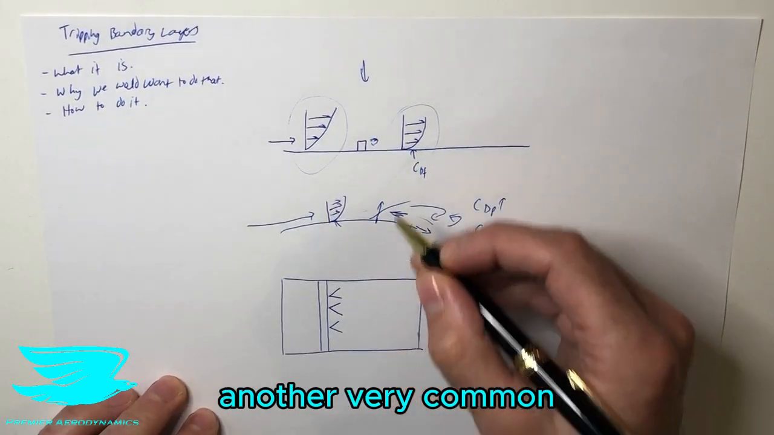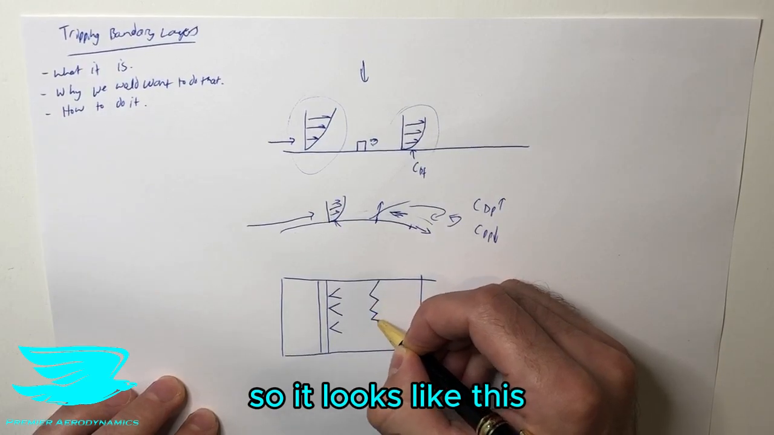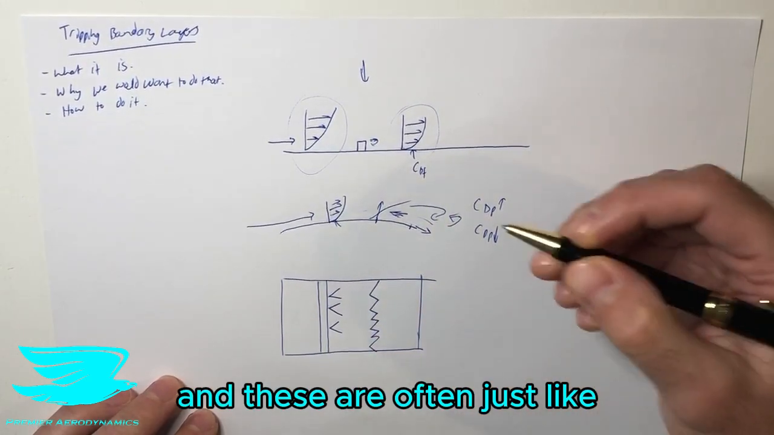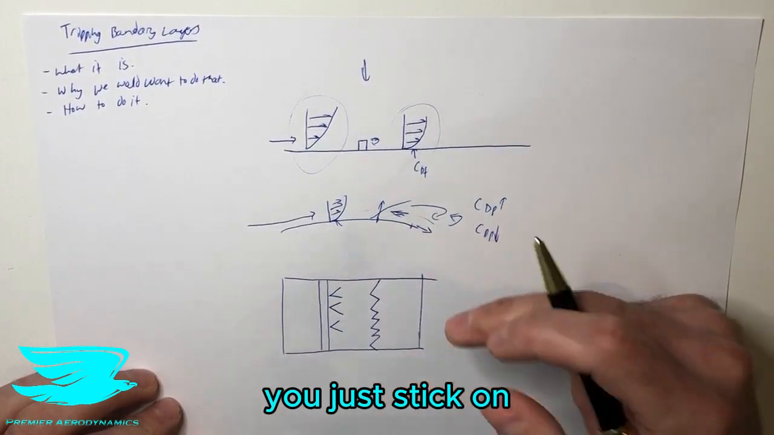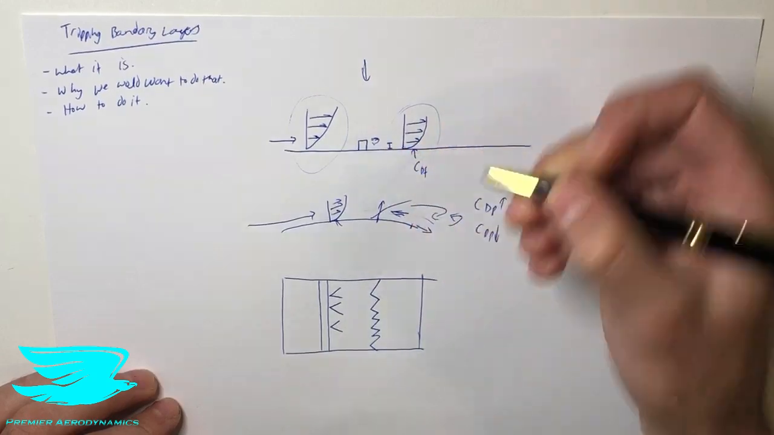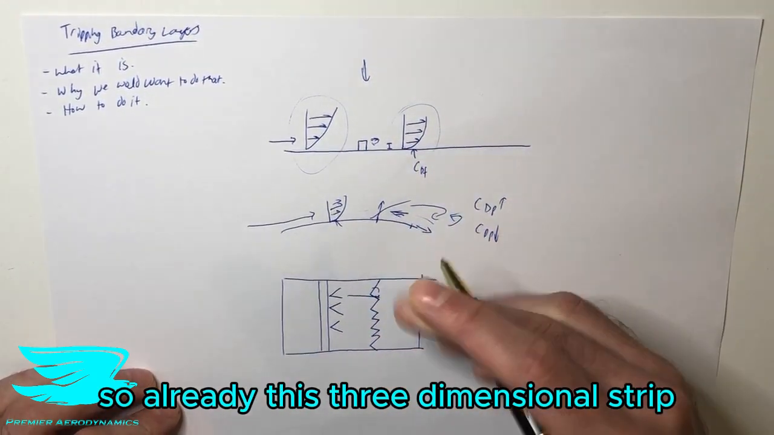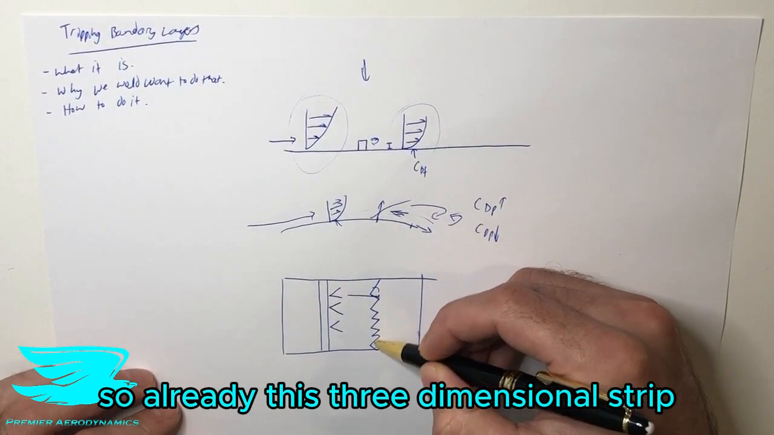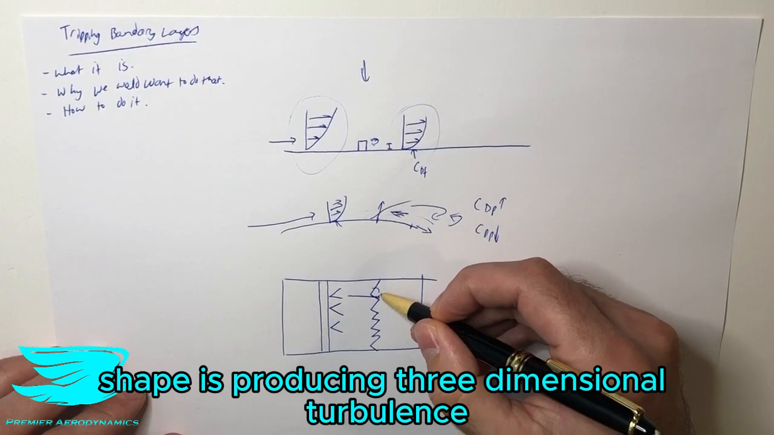Another very common boundary layer trip is something called a zigzag strip, so it looks like this. And these are often literally sticky tape kind of things that you just stick on, and they have a little bit of a height, so they might be like this high or whatever. And what happens is the flow comes along and it hits this one, it creates vortices on each side. So already this three-dimensional strip, which is like this zigzag shape, is producing three-dimensional turbulence.